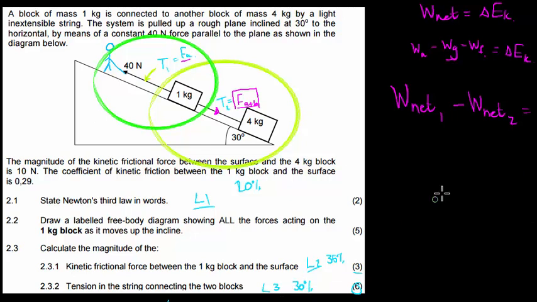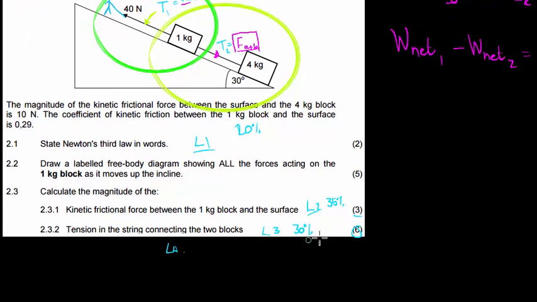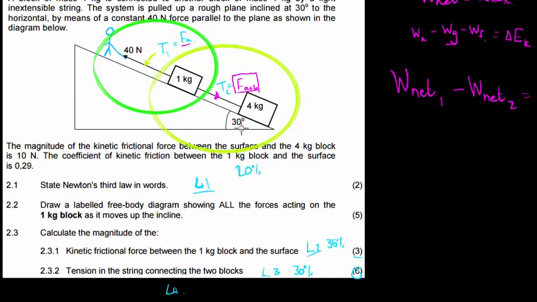Obviously level 3 and 4 questions are more difficult, but everyone can and should get at least 55%, because it's literally just doing what you've been doing in class. Okay, cool. Let's go and look at their questions. This is a level 1 type question because it's just recalling a fact. Draw a labeled free body diagram showing all the forces acting on box 1.